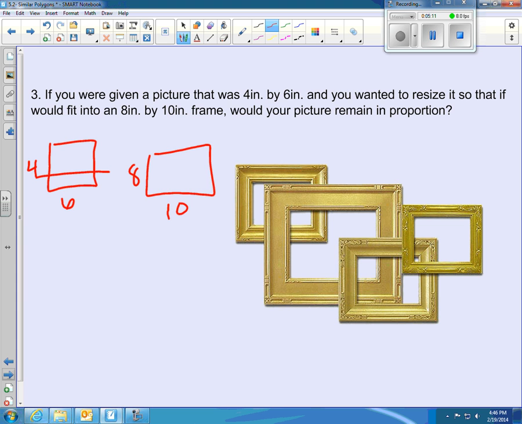So we're going to match our 4 with our 8 and our 6 with our 10. So we want to know, is this proportional? Well, we can reduce 4 over 8 to 1/2, or we can even think about it as a decimal. And 6 over 10 gives us 0.6. Those are not equal. So no, it won't be proportional.